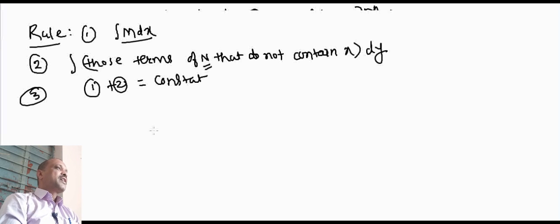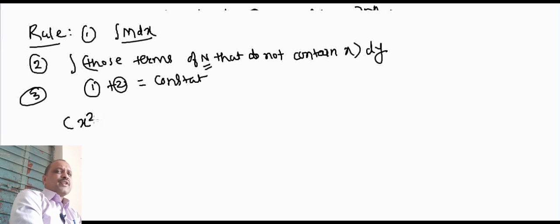What is the exact rule? First we integrate m with respect to x, then we integrate those terms of n that do not contain x, and third, first plus second equal to a constant. So, let us see an example. This is a very simple process of exactness.